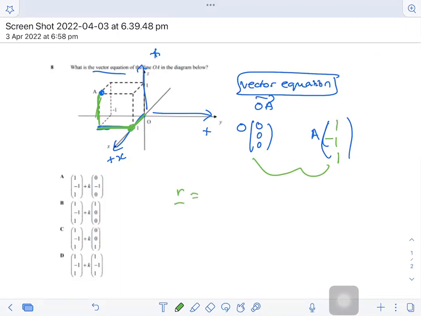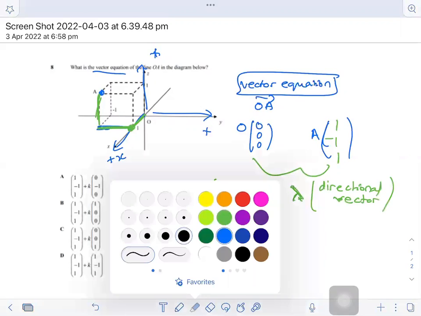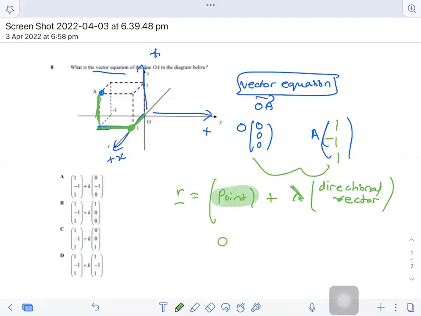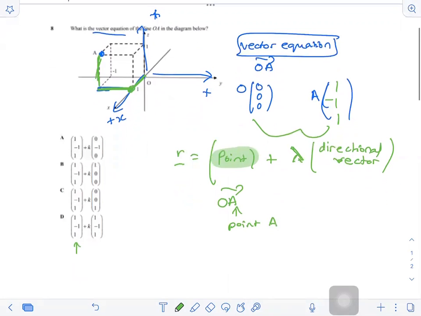Now to find the vector equation, it is the point plus lambda, or some form of parameter, times the directional vector. Now you could actually use any point as your first point. We're not going to use 0, even though it is given in the form of OA. We're going to use our point as A, because you can see the first point they've used there is A, which is 1, minus 1, minus 1.